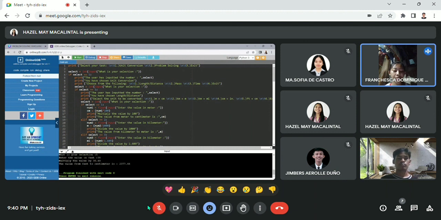Lastly, if the user selects 6, the program displays a message saying you have chosen to exit. If the user enters any other number, the program displays a message saying the number you entered is invalid.